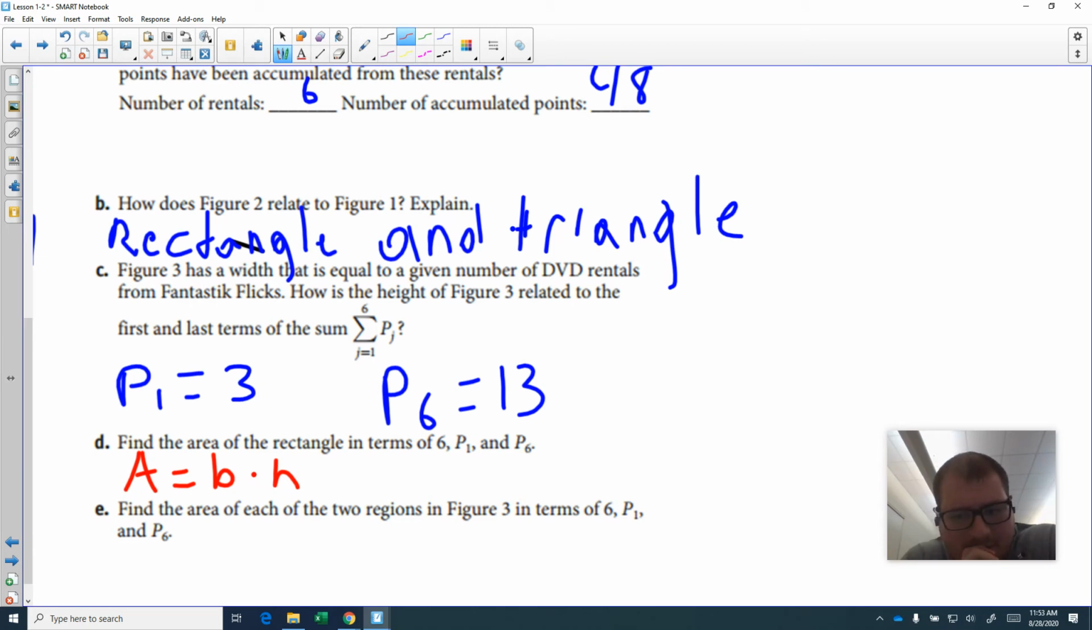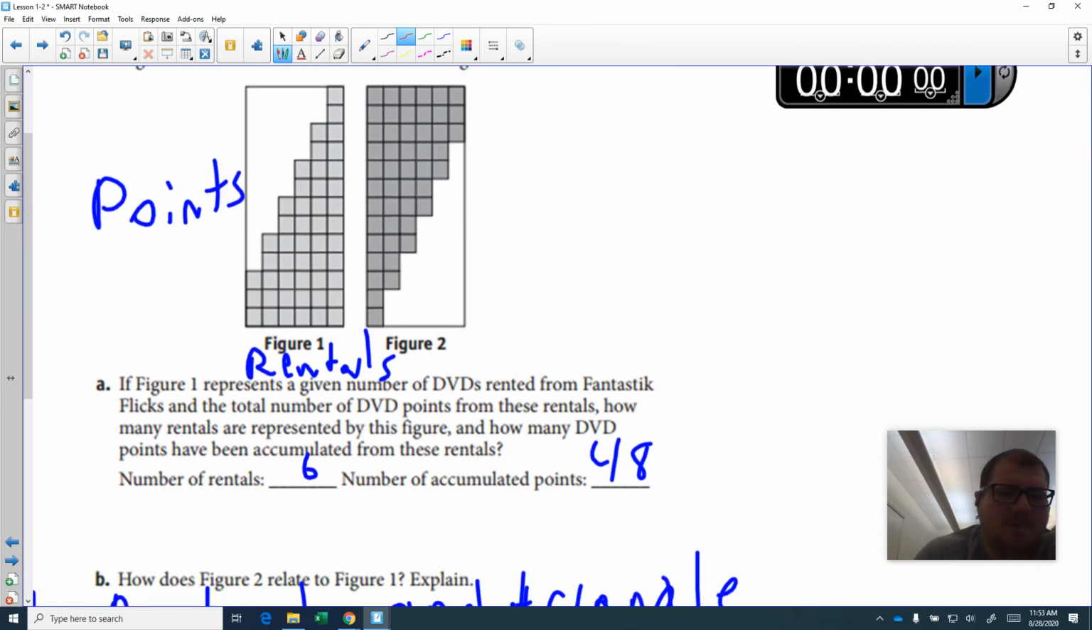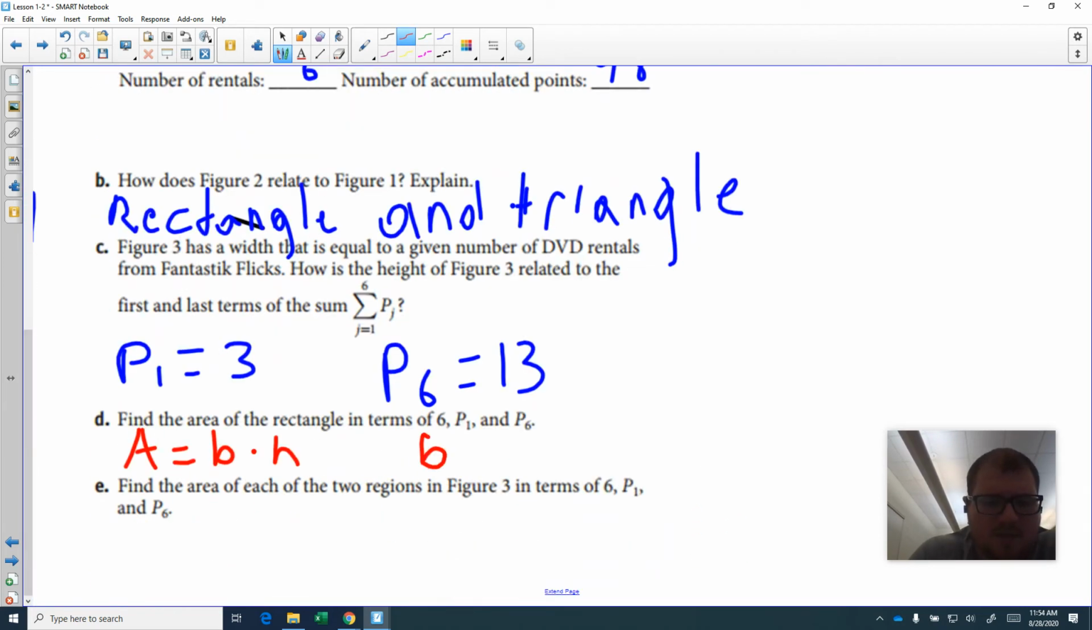In this case, we got to talk about what each of those represent. Well, the base of this figure is actually pretty easy. It just goes over by 6 units, so our base equals 6.